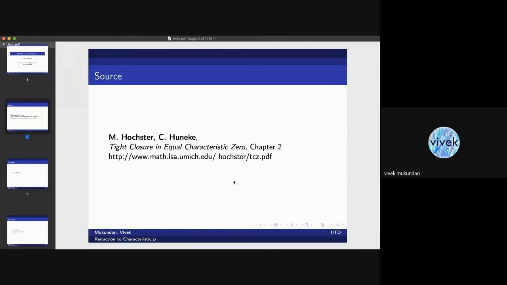And why do we do reduction to characteristic P? Once you start with a problem on a ring of characteristic 0, there will be a natural question on whether the same is true for a ring of characteristic P. Oftentimes you can prove something in characteristic P, and then using these reduction techniques, you can also try proving the same for rings of equal characteristic 0. Okay, so that's what I want to say about the introduction.